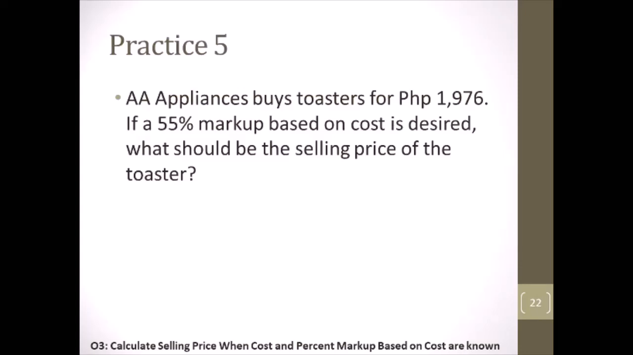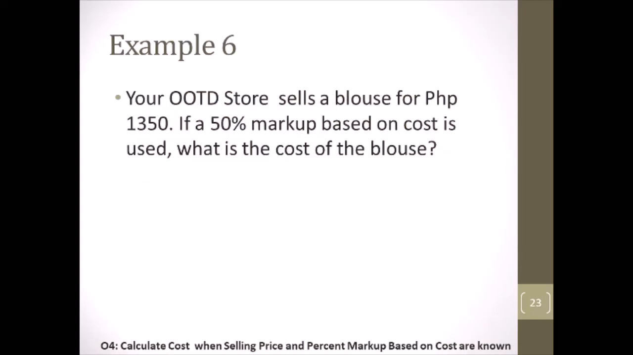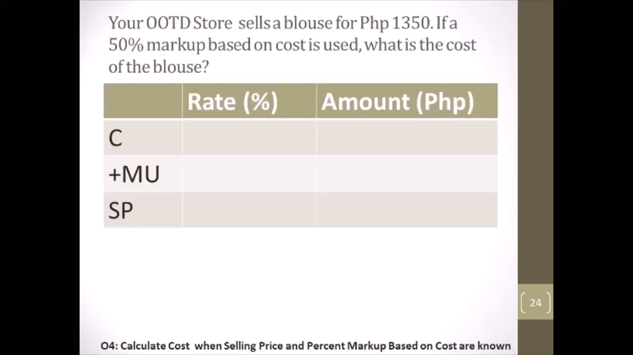Let's now go to the fourth objective. You have to calculate costs when selling price and percent markup based on costs are known. So the problem is, the clothing store sells a blouse for 1,350. The selling price is 1,350.